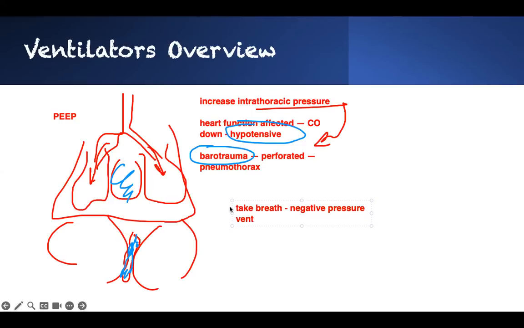But the ventilator is different. It gives you air through what? Positive pressure. It creates a positive pressure. And this is the positive pressure that can cause barotrauma, because we're slamming you with pressure that is high, and we can hit your lung. Your lung can get into trouble.